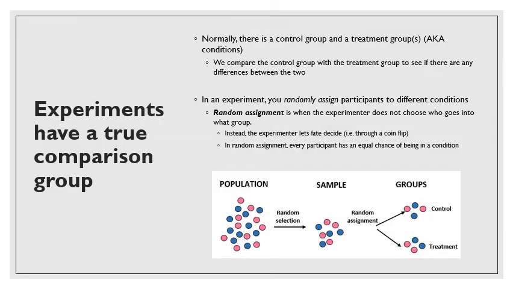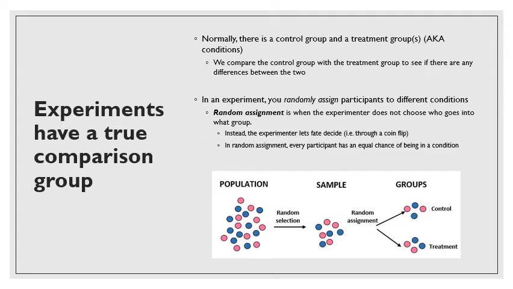Let's go ahead and start with point number one that I talked about, which is experiments have a true comparison group. Normally, in a true experimental study, there is the control group. Unlike a correlational study, although there are groups we can have comparisons with, they're not true comparison groups because they're not groups that we manipulated and made happen artificially. Those are groups that were naturally formed that we don't know the history of.